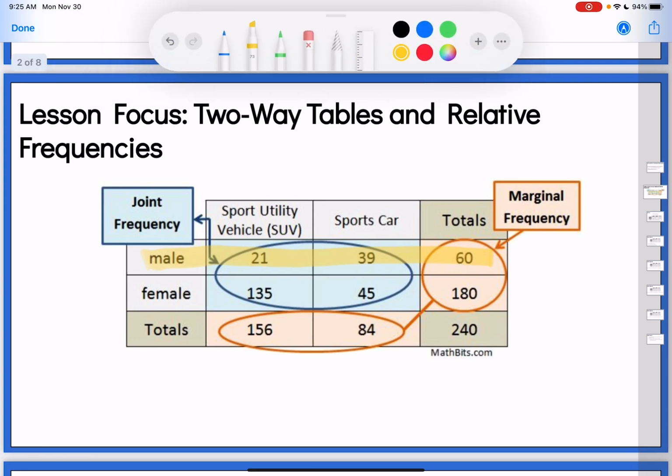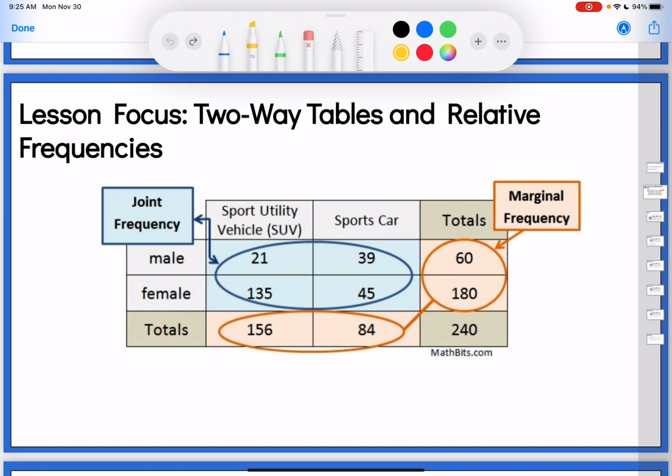All right. So that's the males, but then you could look down at the bottom and here's the females. 135 girls bought SUVs, 45 girls bought sports cars, for a total of 180 girls. So these marginal frequencies, these totals, are just adding up those rows. But in a two-way table, you don't only talk about rows, you talk about columns as well.